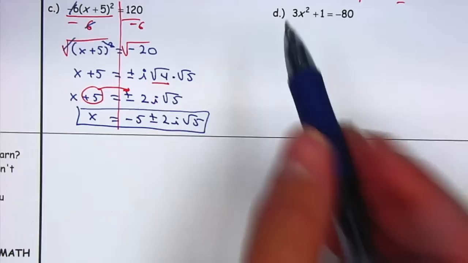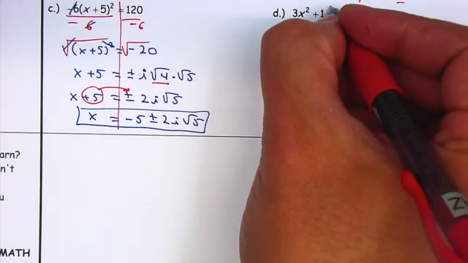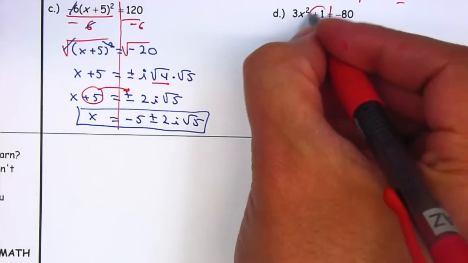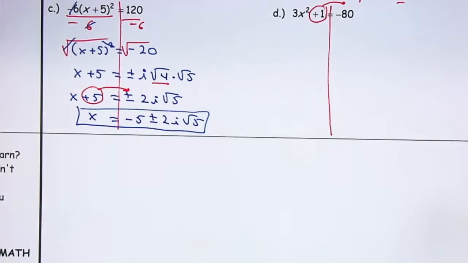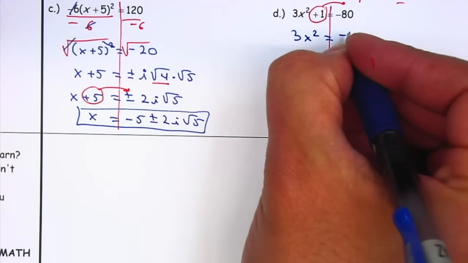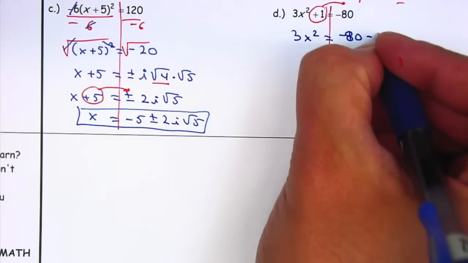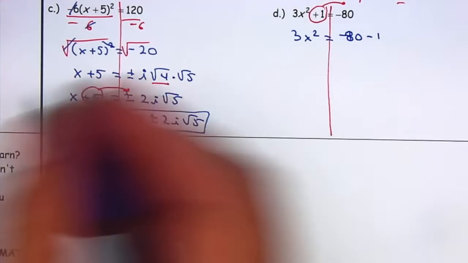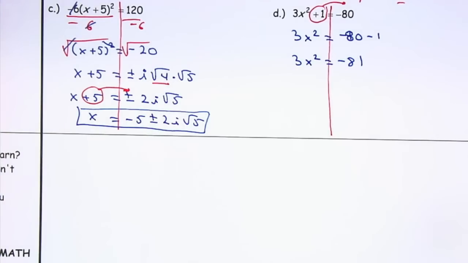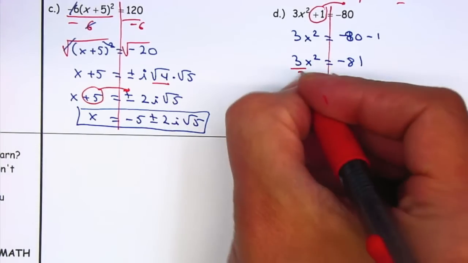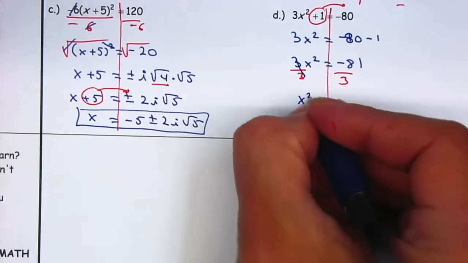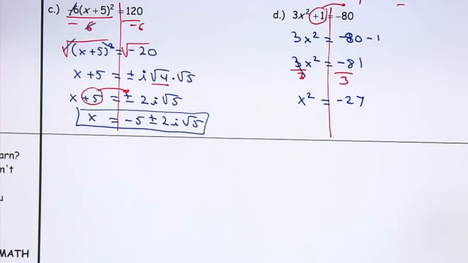And letter D, we're going to go through the same process. Draw the line. I'm going to go ahead and move my 1 to the right, becomes a negative. So I have 3x squared is equal to negative 80 minus 1, which will give me 3x squared is equal to negative 81. I'm going to divide by 3 on both sides. That will cancel. So I have x squared is equal to negative 27.